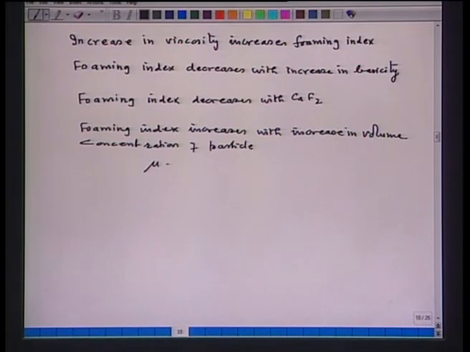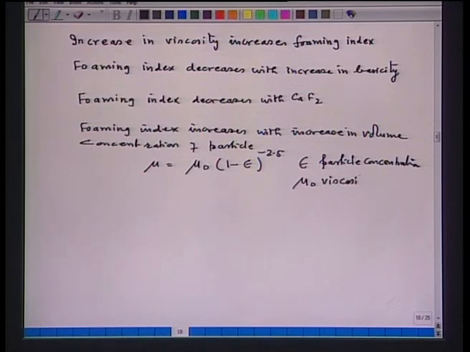Now, the viscosity of a slag which is entrained by the solid particle is equal to mu 0 (1 minus epsilon) to the power minus 2.5, where epsilon is the volumetric particle concentration, and mu naught is the viscosity in absence of solid particles. So, foaming index can be quantified as follows.